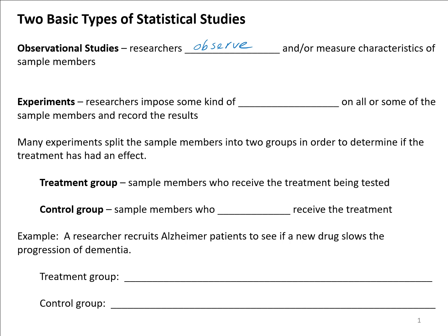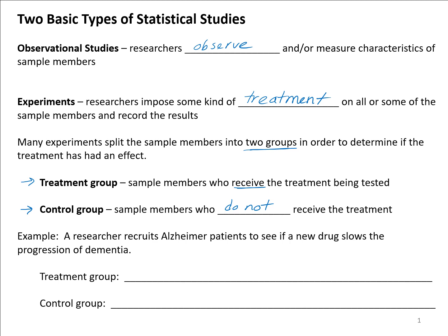An experiment is the other type of statistical study. In an experiment, researchers impose some kind of treatment on all or some of the sample members and record the results. So they impose a treatment. Now, many experiments split sample members into two groups in order to determine if that treatment has had an effect. There would be what we call the treatment group and what we call the control group. The treatment group are the sample members who receive the treatment that's being tested in the experiment. The control group are the sample members who do not receive the treatment that you're interested in this experiment.